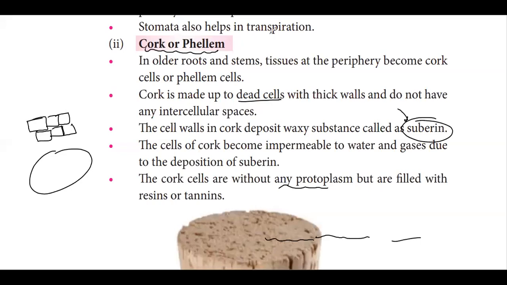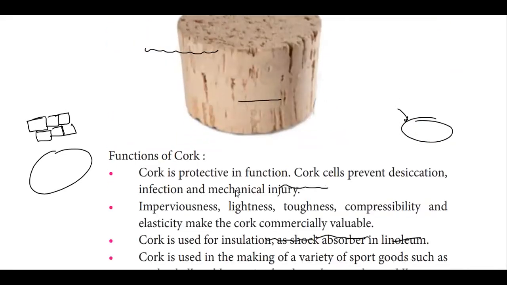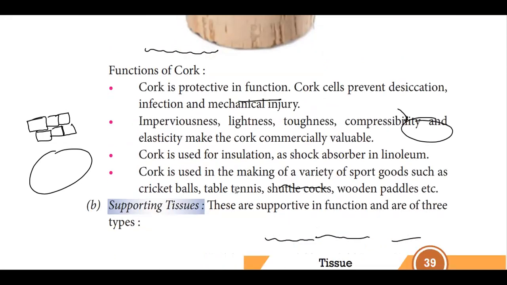Moving further, what we find here is the function of cork. What's the function of cork? Cork is protective in function. Cork cells prevent desiccation, infections, and mechanical injuries. They are hard, so they prevent mechanical injuries. They are impermeable, meaning they don't let anything pass in or out. They are light, with toughness and compressibility. Simply we can say these cells provide rigidity to the plants.